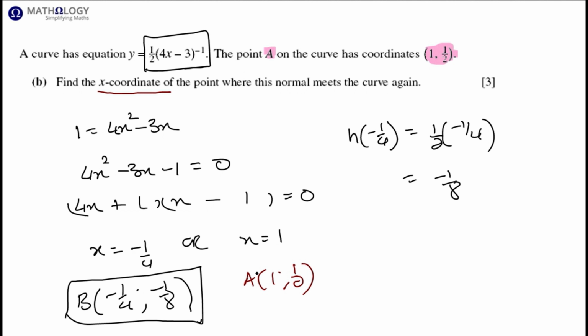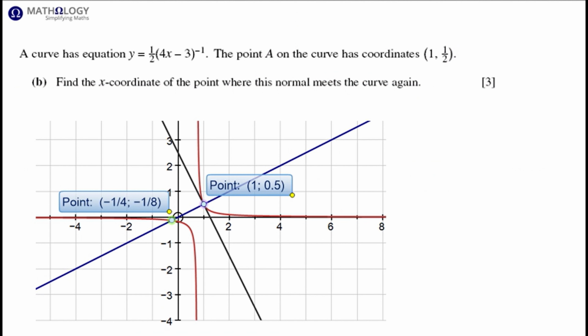So again, we can illustrate this graphically. So we have the point A, which is (1, 1/2), and the normal, h of x, meets the curve again at the point B, which is (-1/4, -1/8).